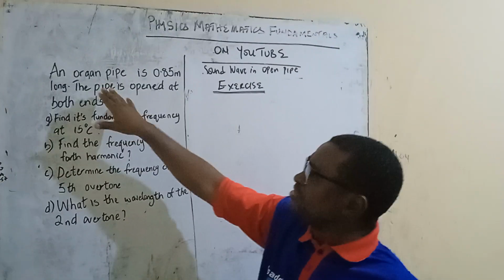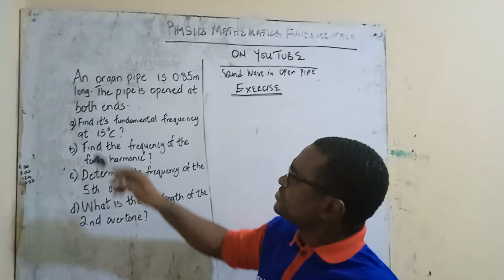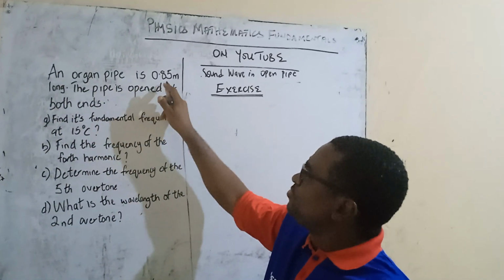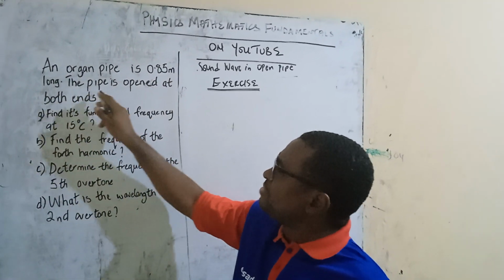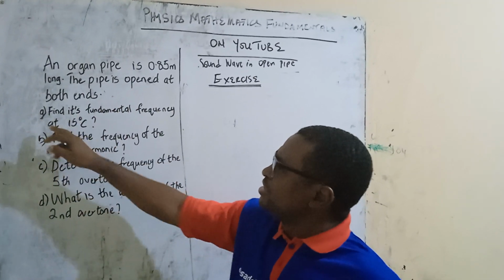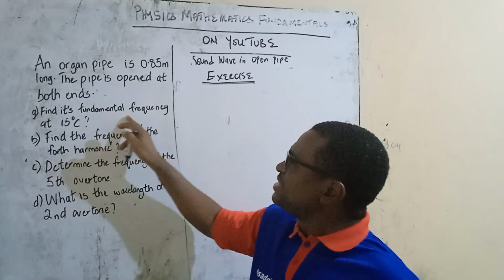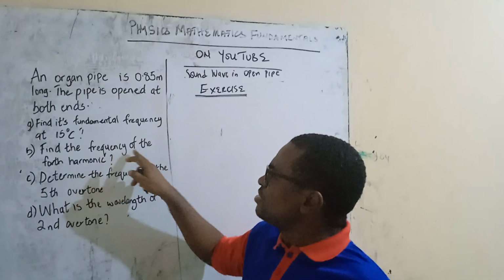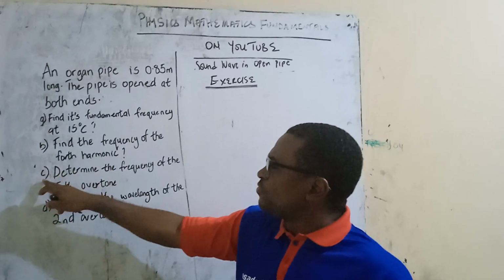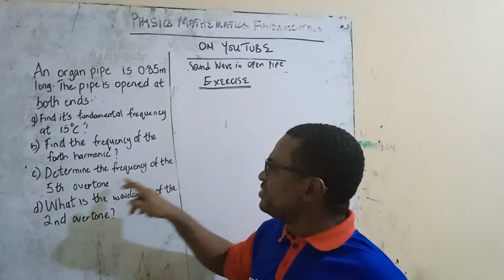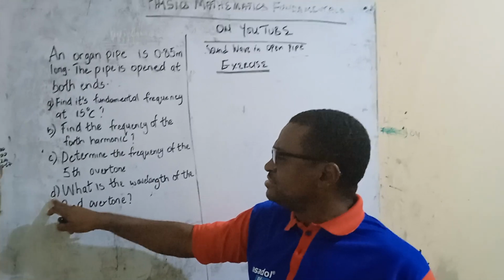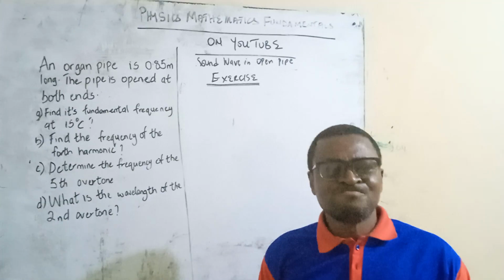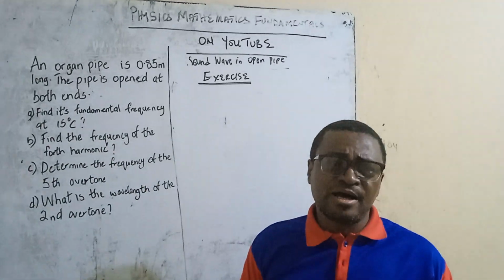Now this is the exercise we are going to solve. I will read. An organ pipe is 0.85 meter long. The pipe is open at both ends. The first question says find its fundamental frequency at 15 degrees Celsius. Find the frequency of the fourth harmonic. Question 6 says determine the frequency of the fifth overtone. Then the next one says what is the wavelength of the second overtone. This is a very simple question.